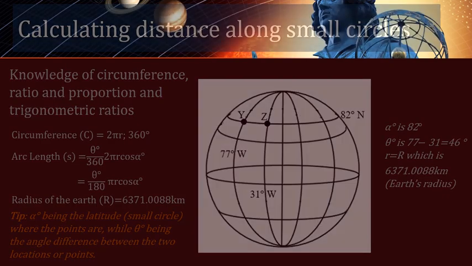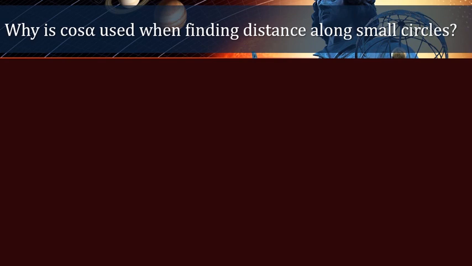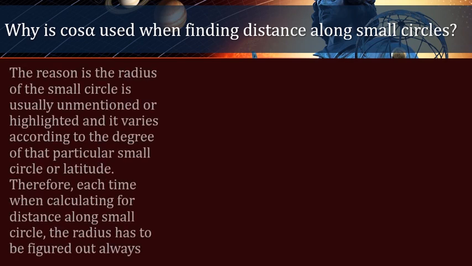Now let's continue with something interesting. Why is cos α used when finding distance along small circles? Wow, this is so wonderful. Let us see why. The reason is simple. The radius of a small circle is usually not mentioned or highlighted, and it varies according to the degree of that particular small circle or latitude. Therefore, each time you are calculating distance along a small circle, the radius always has to be figured out.